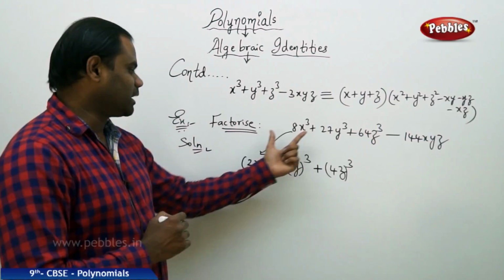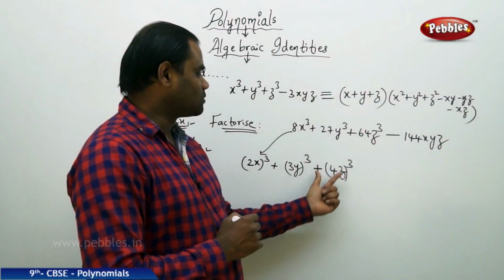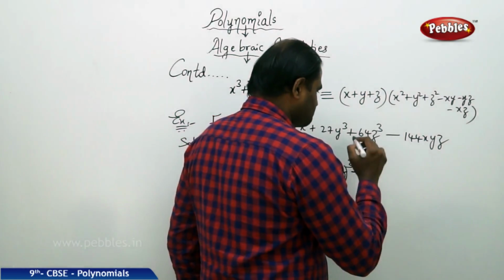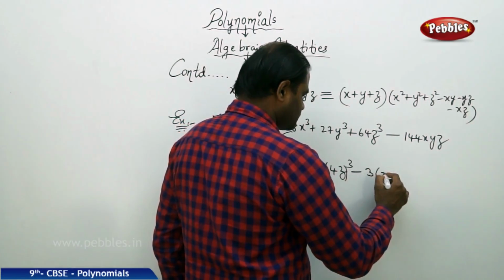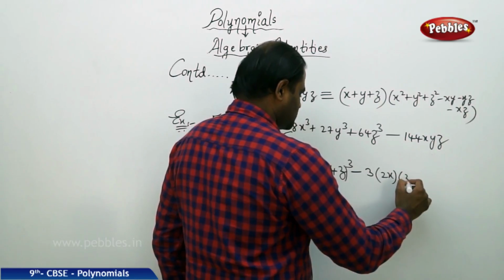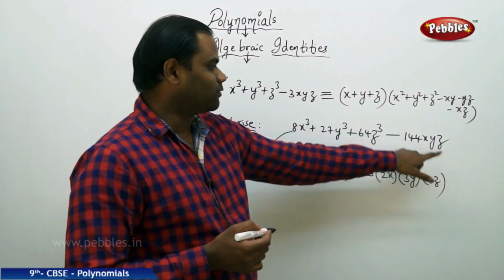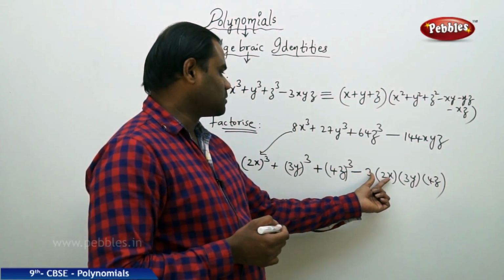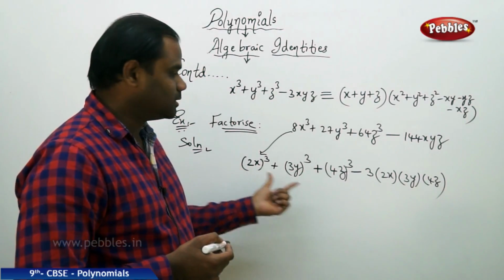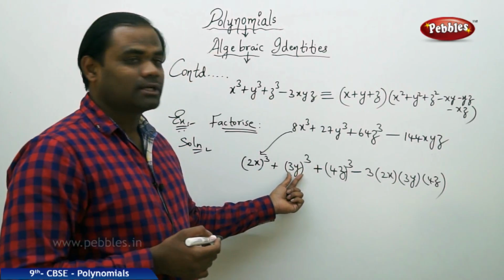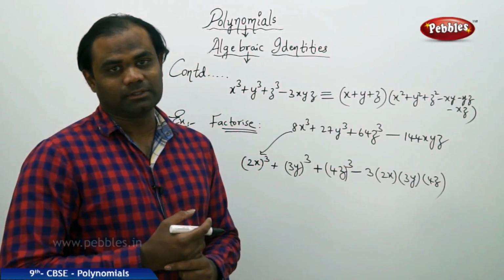So the given polynomial can be expressed as (2x)³ + (3y)³ + (4z)³ − 144xyz, which can be split as 3 times 2x times 3y times 4z. I can split this 144xyz as 3 times 2x, which is the first term inside the cube of the first term, and then 3y, which is inside the cube of the second term, and 4z, which is inside the cube of the third term.